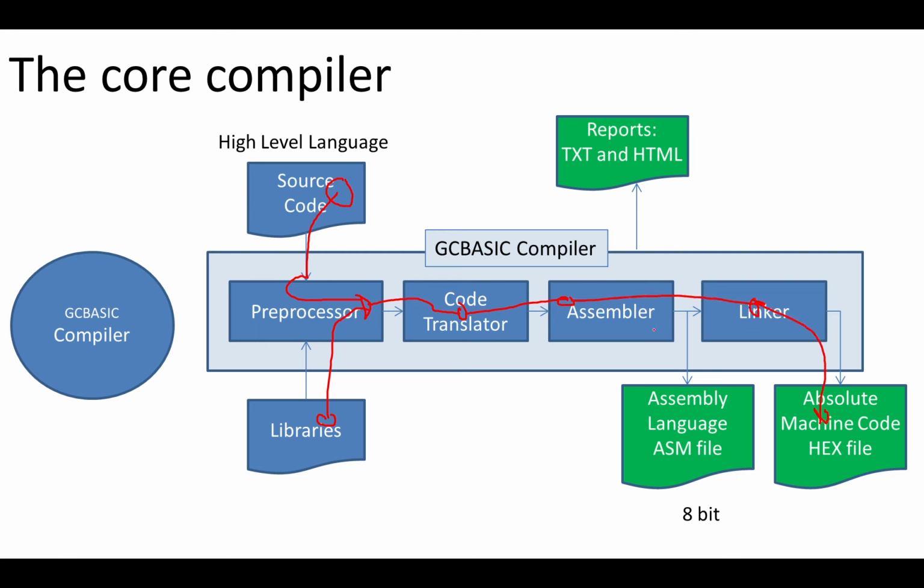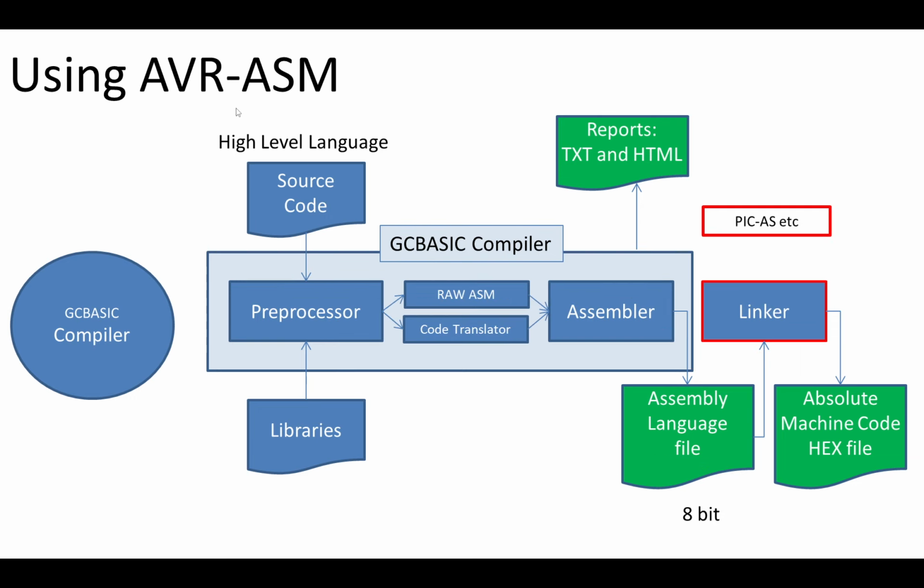But along the way, it produces an assembly file that you can look at and a text and HTML file that you can look at. That's what it does. Core compiler. Shouldn't really say ASM up there, should it? It just should say assembler.